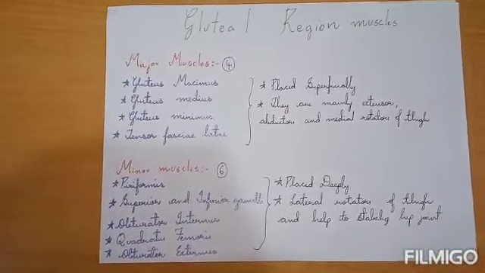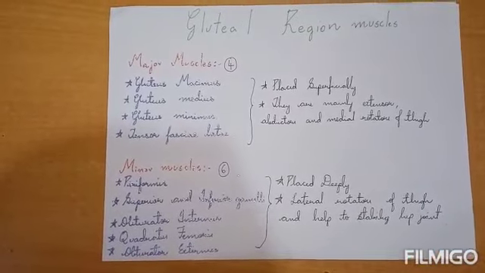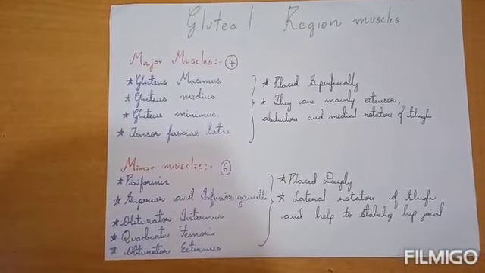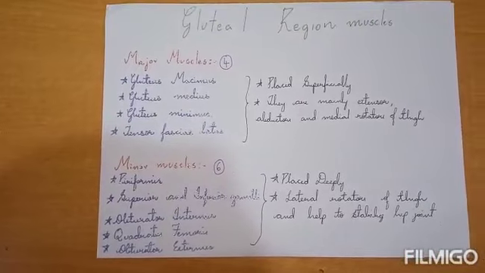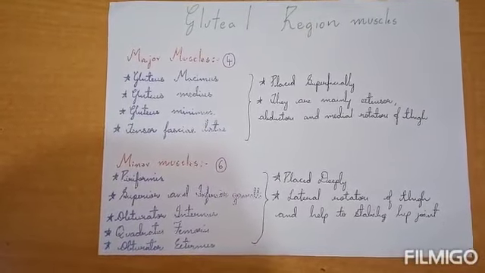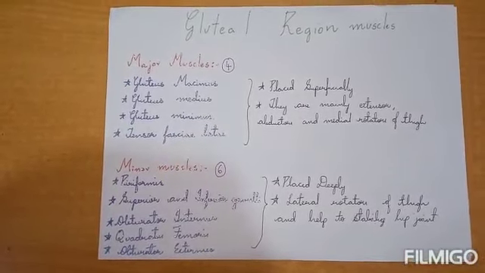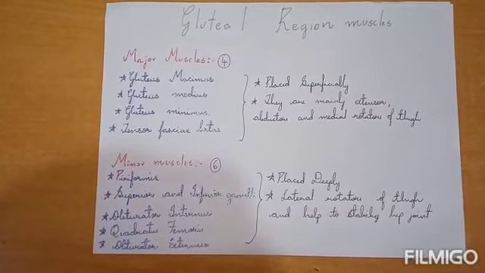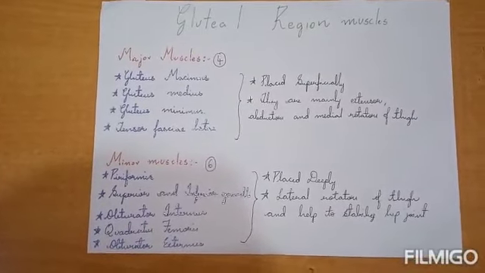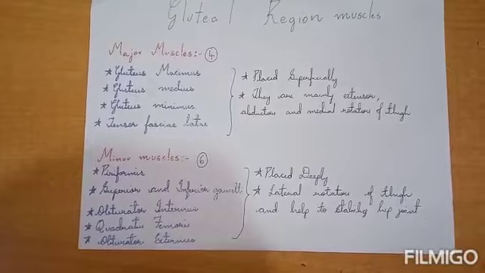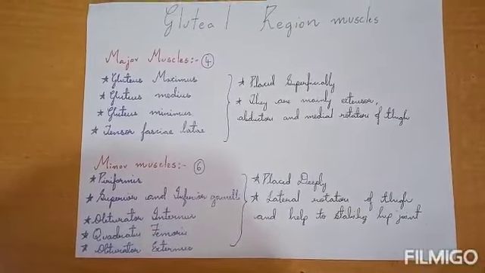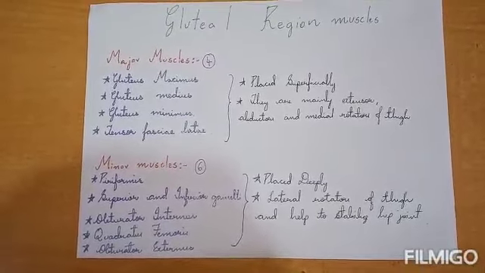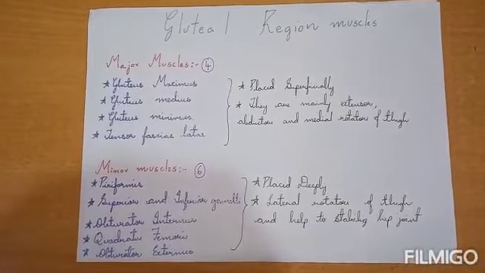Today, we are going to study about the muscles of gluteal region. The muscles of gluteal region are divided into two groups: the major muscles, which are placed superficially, and the minor muscles, which are placed deeply. There are four major muscles: gluteus maximus, gluteus medius, gluteus minimus, and tensor fasciae latae. They are mainly involved in abduction and medial rotation of thigh.